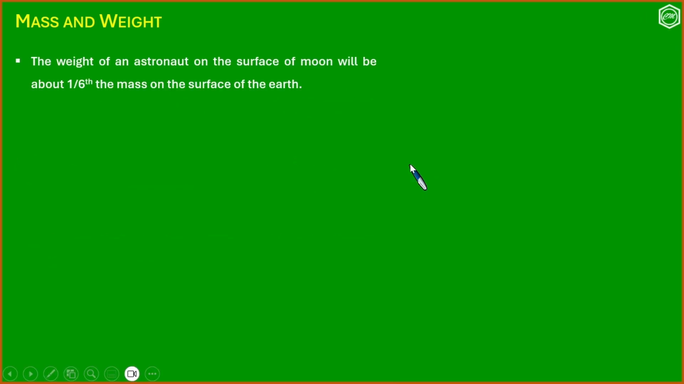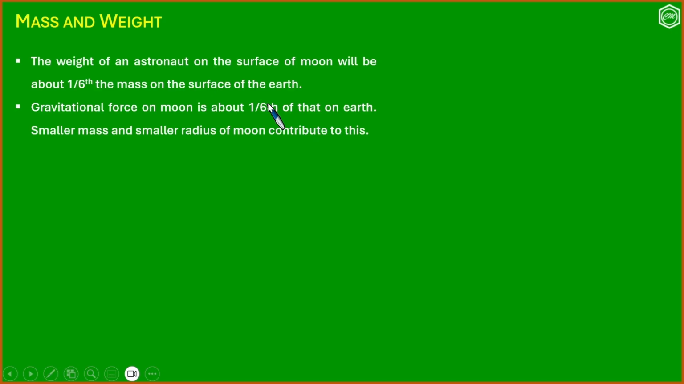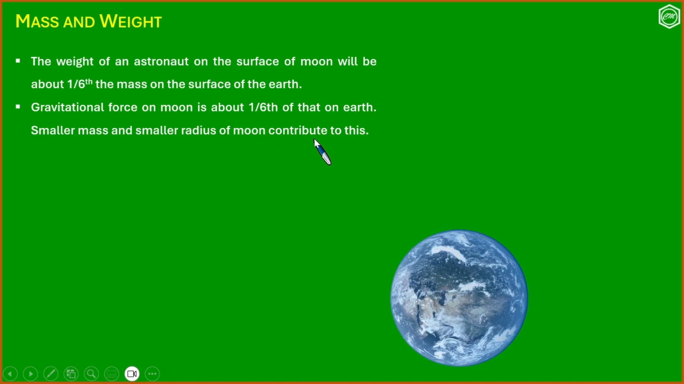Similarly, the weight of an astronaut on the surface of the Moon will be about 1/6 of his weight on the surface of the Earth. This is because the gravitational force on the Moon is about 1/6 of that on Earth. The smaller mass and smaller radius of the Moon contribute to this.